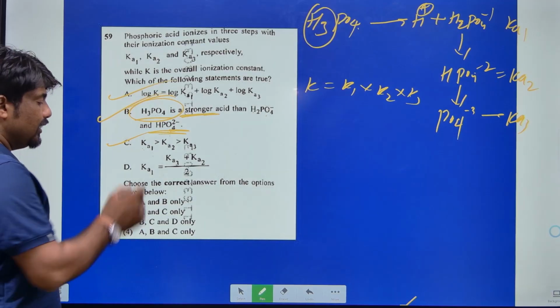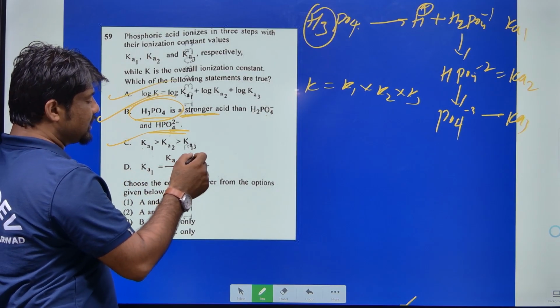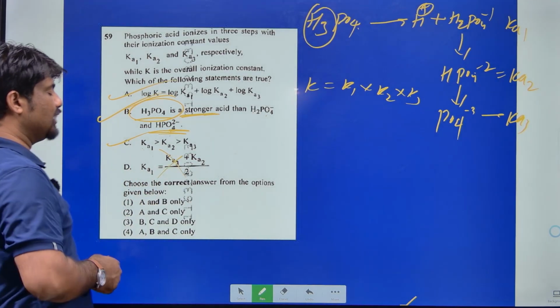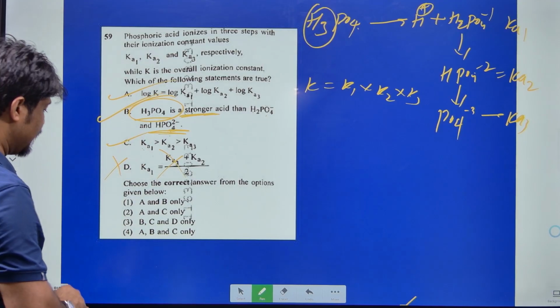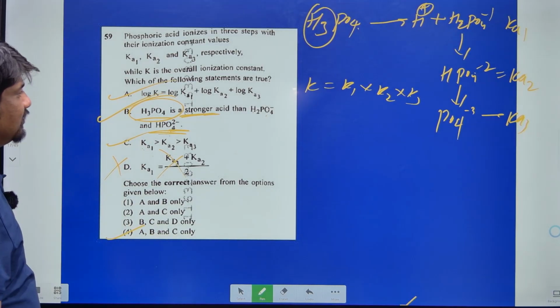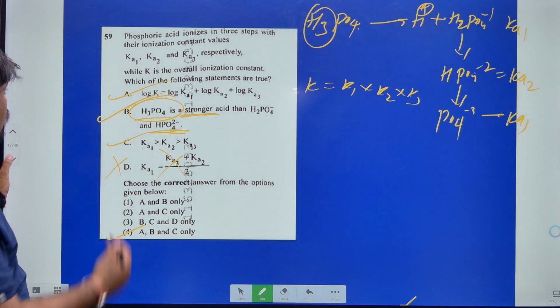Go to D. K1 is equal to K3 plus K2 divided by 2. Actually, it is not correct. So D is incorrect. So only A, B, C are correct. A, B, C nothing but answer 4 is the right answer for the question here. Well, go to the next one.